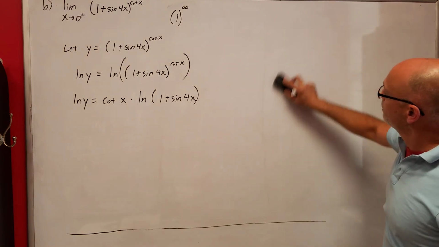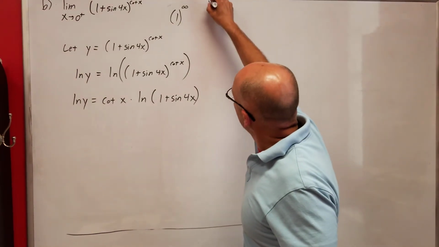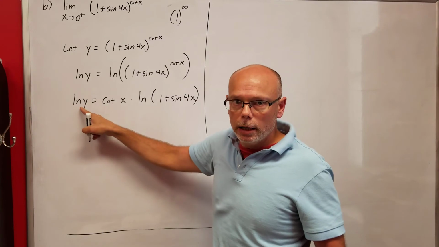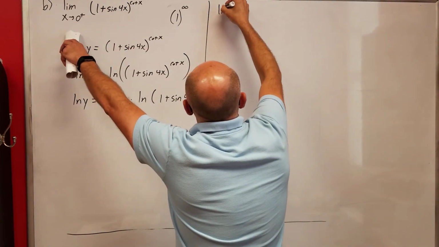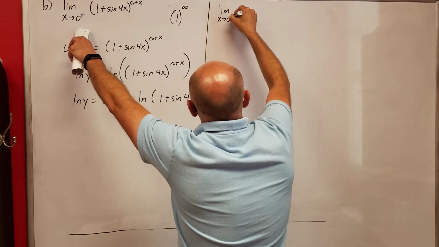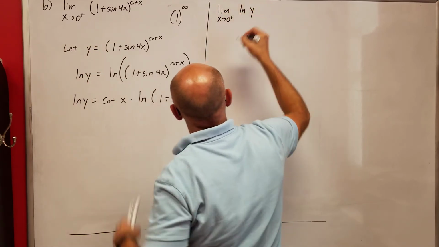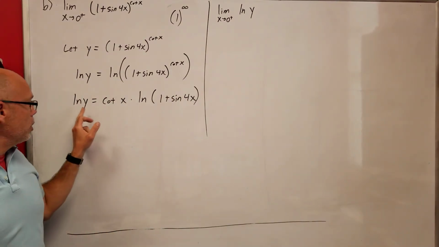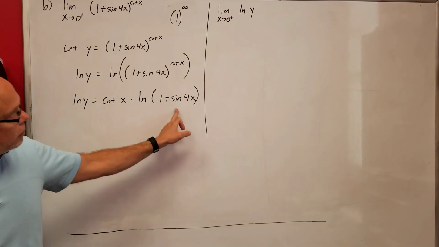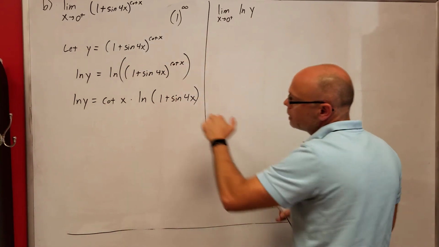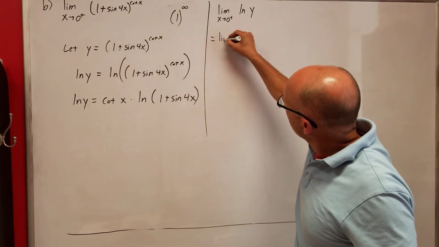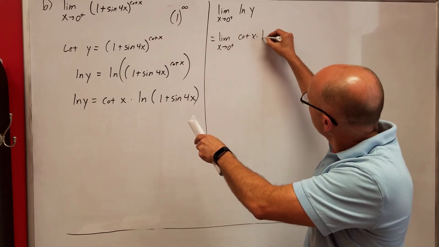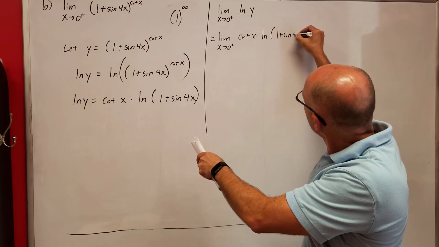Now what I'm going to do is come off to the side and say, all right, I do not know how to find this limit. So what I'm going to do is find the limit of the natural log of y. So I'm going to write the limit as x approaches 0 from the right of natural log of y. I'm going to consider that, okay? But the natural log of y is also called this stuff, right? So I could take this natural log of y and replace it with all that stuff. So this is the limit as x approaches 0 from the right of cotangent of x times the natural log of 1 plus the sine of 4x.